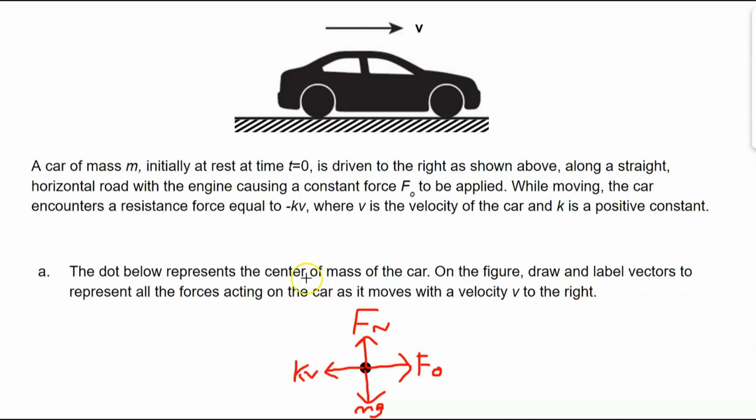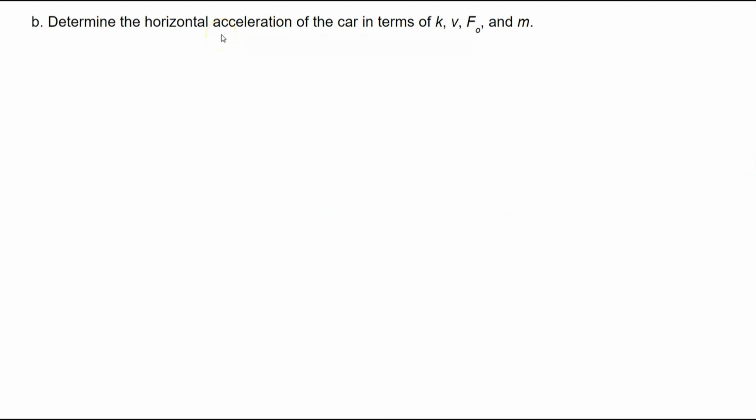Now, why did I not write the negative sign? Well, the fact that the problem calls it a resistance force and then they include the negative sign, that implies that it's going to be in the opposite direction of F sub naught. So all we have to do in our free body diagram is to have kv going the other way, and we don't have to include the negative sign because that's the question telling us it's going to go in the opposite way.